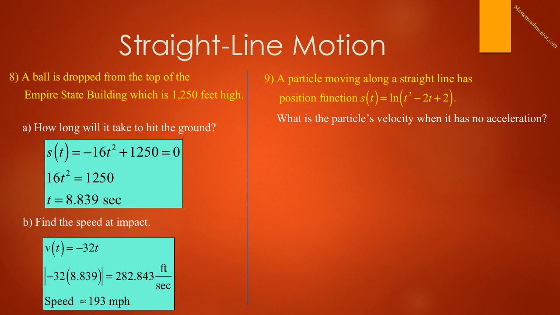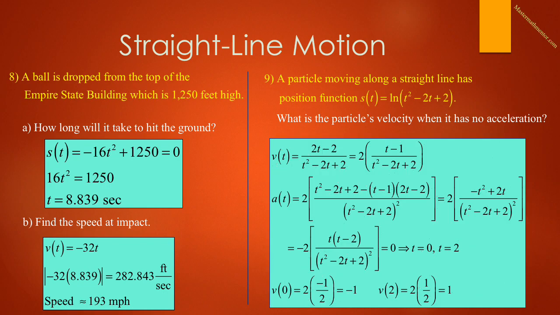The last two problems deal with generic straight line motion. Number 9 reads, a particle moving along a straight line has position function s of t equals the natural log of t squared minus 2t plus 2. We would like to know what is the particle's velocity when it has no acceleration.